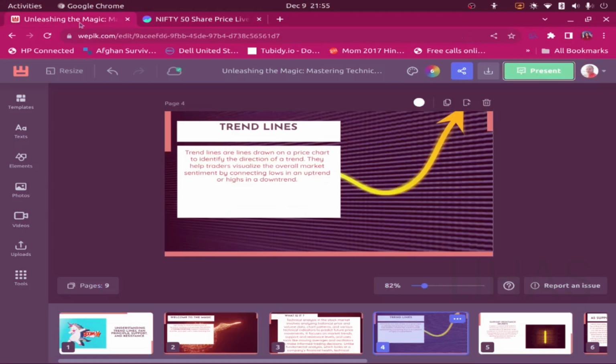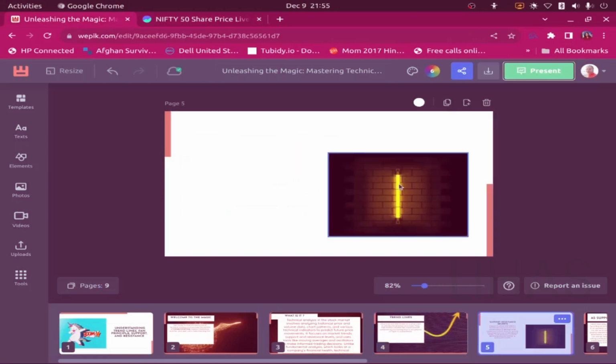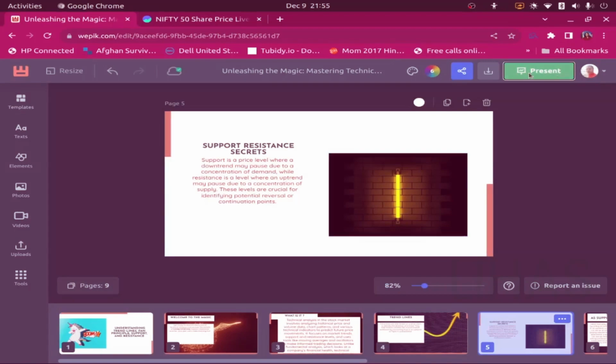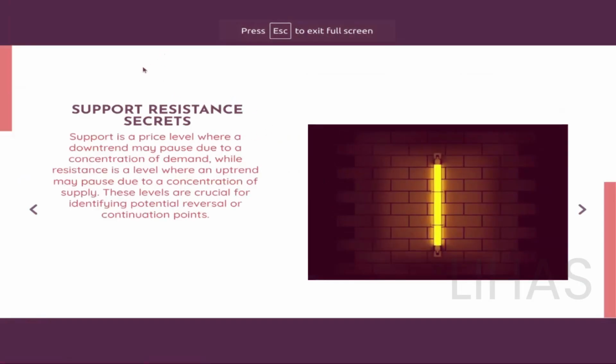Okay, so now we'll see what exactly is support and what exactly is resistance. Support is a price level where a downtrend may pause, and resistance is a level where an uptrend may pause.